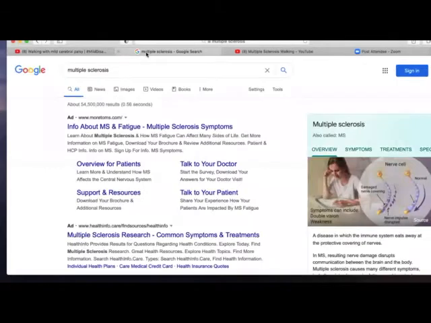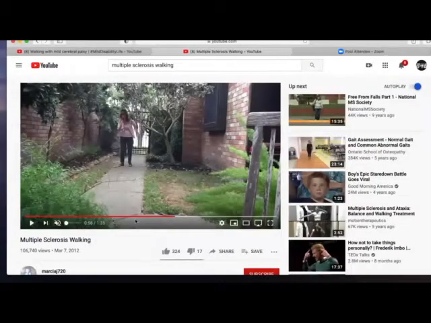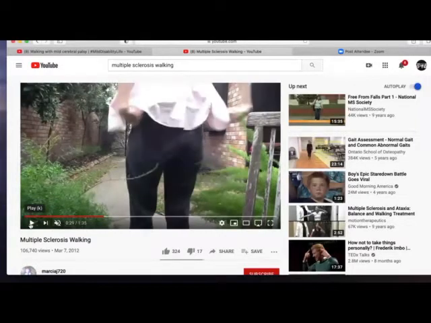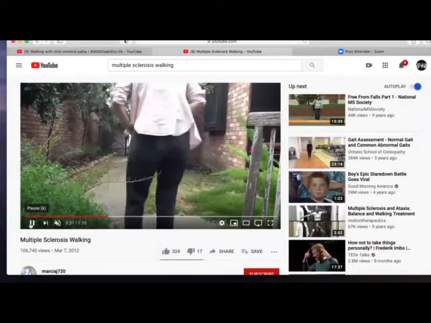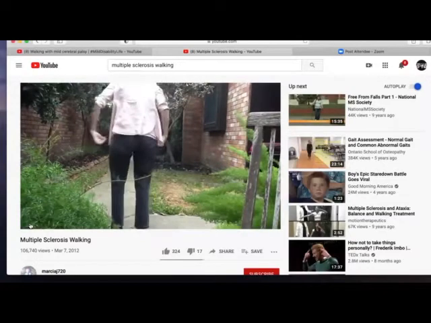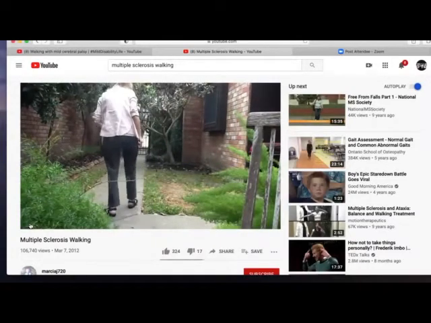So let's take a look at one other. That was with an individual who has cerebral palsy. And this is an individual who has multiple sclerosis. Again, I want to know what do you think in terms of the reasoning why this particular pattern would emerge?